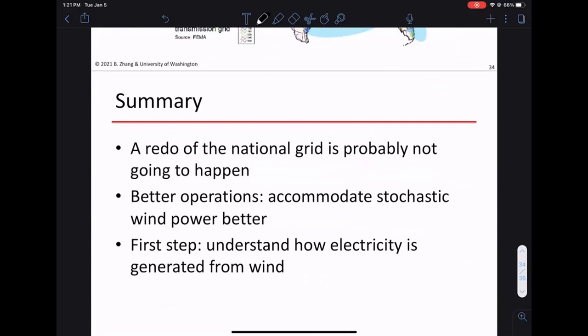So in this class, let's take a break now for 10 minutes. We'll come back at 1:30. For the rest, we'll go into more technical things about the power generation from moving air. We'll look at how aerodynamics works. If you have any questions, welcome to ask. Otherwise, we'll resume class at 1:30.